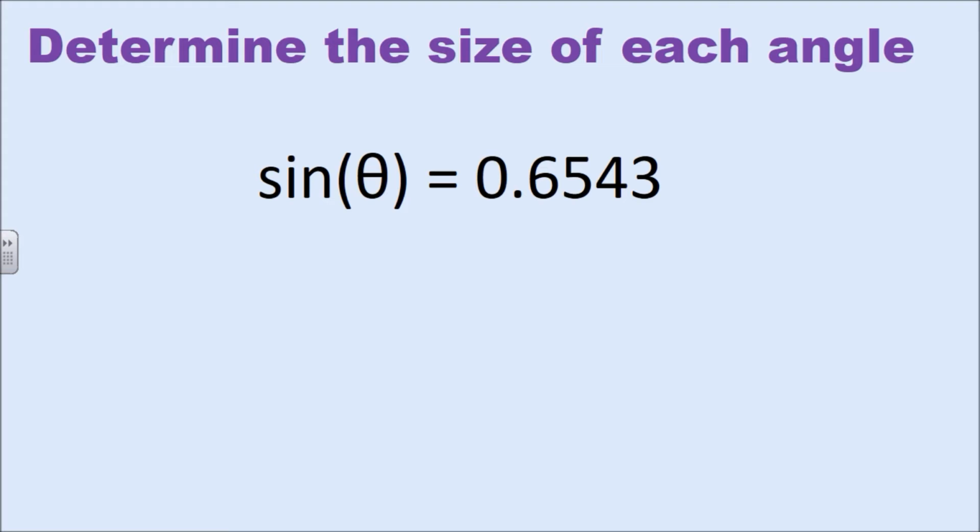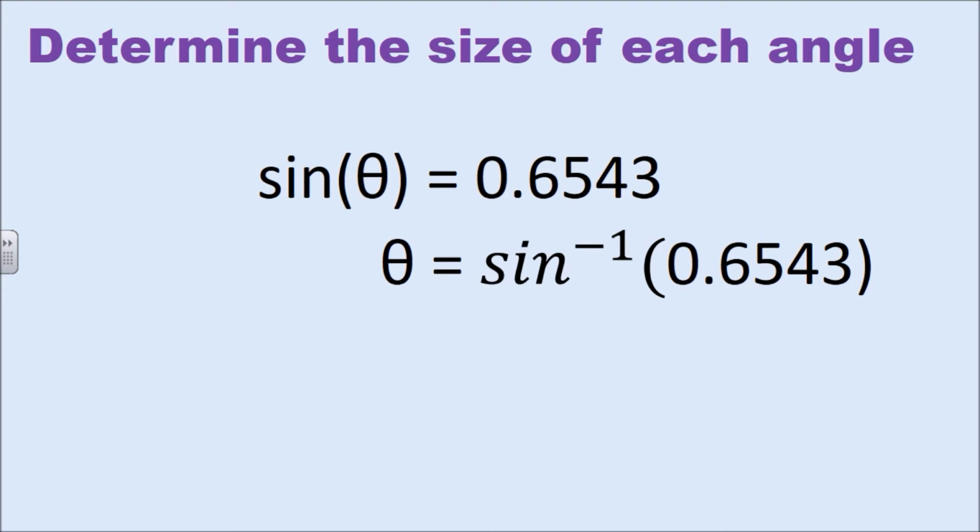Now we're going to determine the size of each angle. This means finding out the size of the angle in the triangle. So let's look at the equation sin theta equals 0.6543. Step 1 is to write out that equation. Step 2 is to find the size of theta by undoing sin. To do this, we need to do the inverse of sin, which is sin to the power of -1, remembering that you need to press the second button and then the sin.